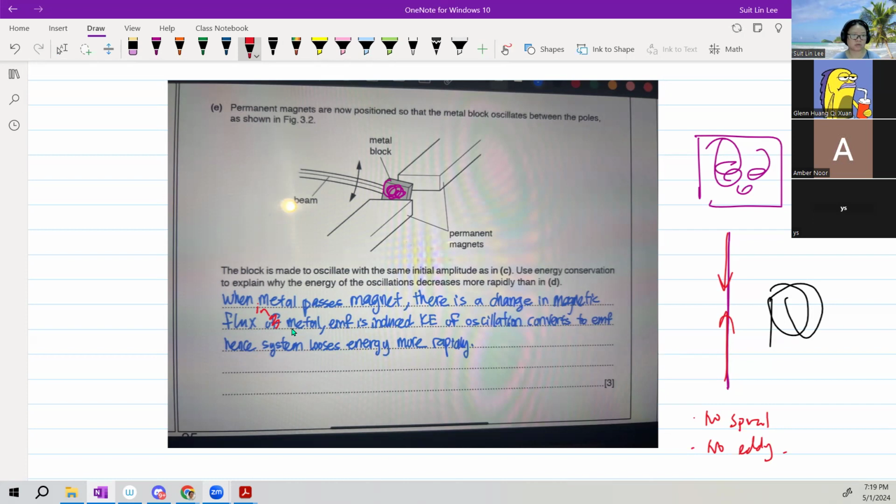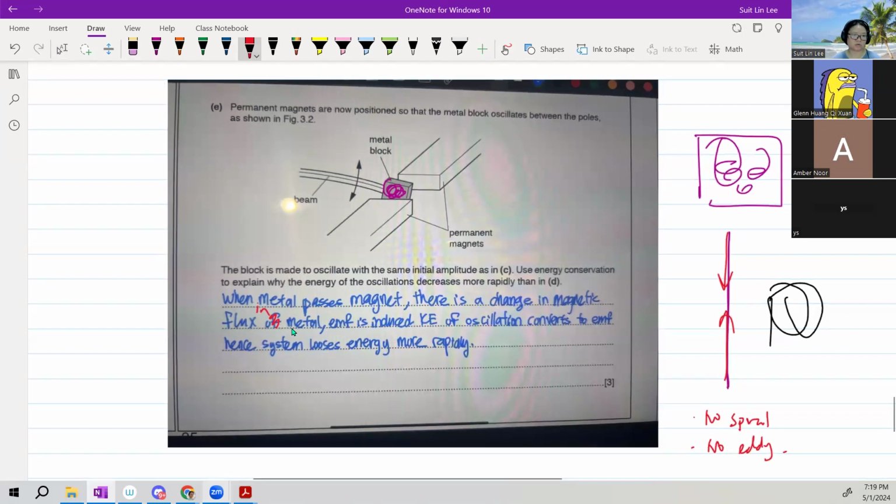It's induced. I'm assuming there's a full stop here. The kinetic energy of oscillation converts to EMF. Kinetic energy doesn't convert to EMF. It converts to electrical energy and eventually to heat. Yes.